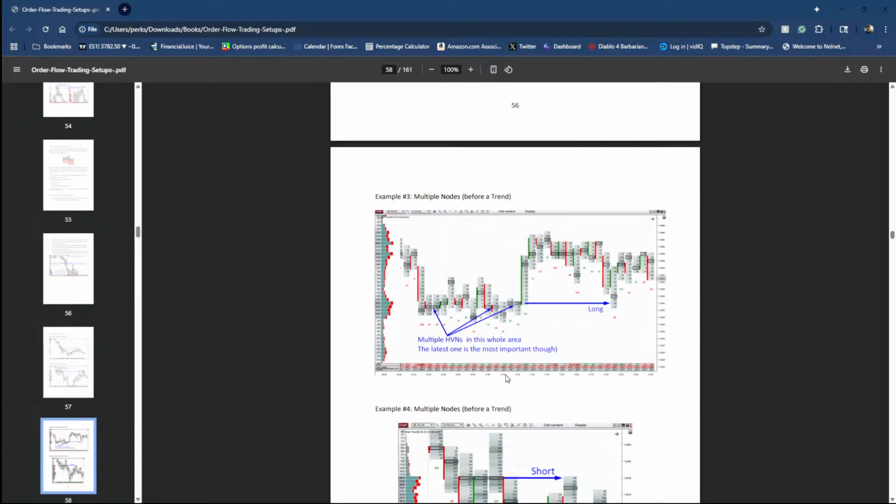Looks like this is the New York session, like 10 to 11 o'clock in the morning. And we just have a bunch of POCs stacked together. You're probably going to want to grab the highest one. So like in this instance, he's grabbing the highest stack right here. And when price came to there, he entered long.